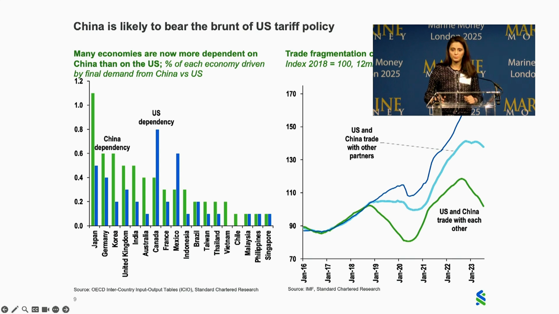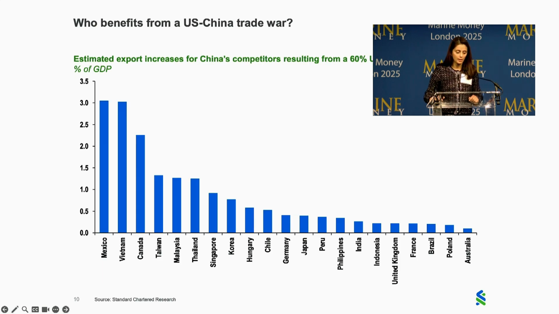What can China do in response? It can lower tariffs for other countries. It can placate the US by offering some sort of purchases. And it can continue to diversify exports away from the US.